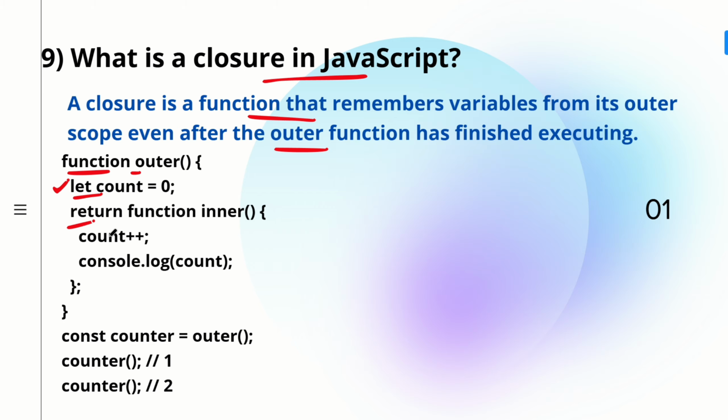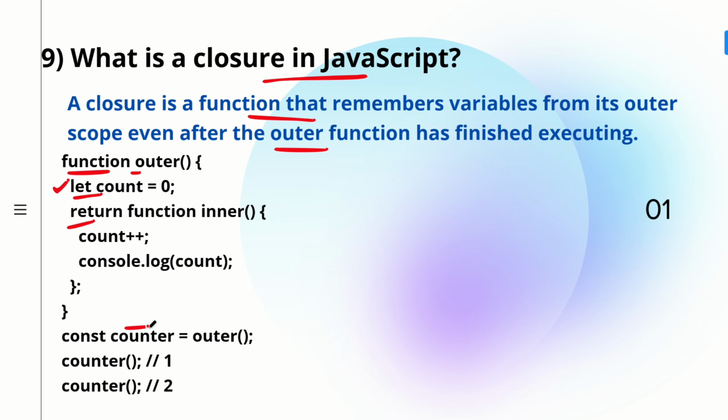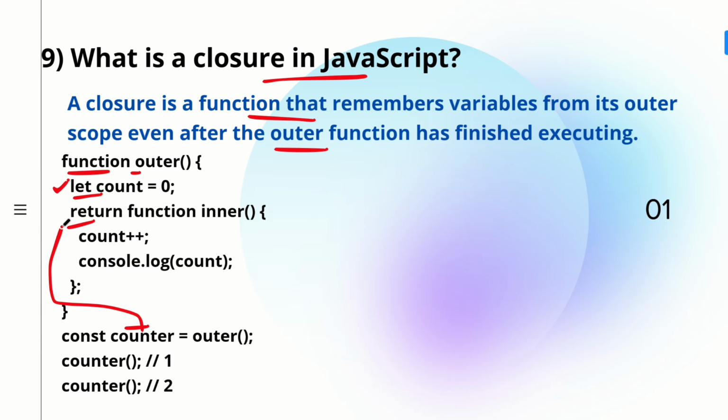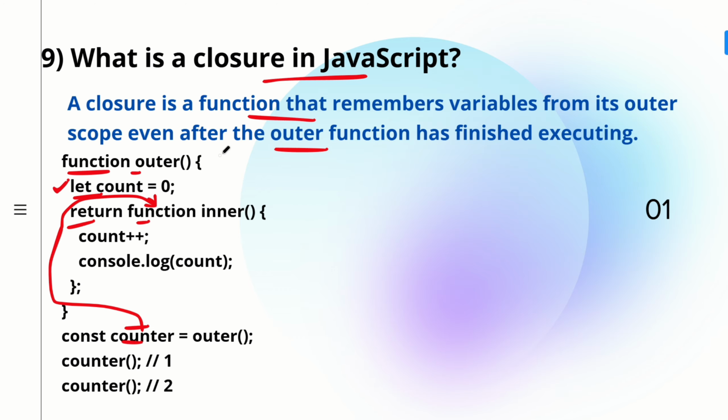It just returned a function. So you are calling this outer function, and then the outer function returned you a function that is inner. So whatever this variable counter is there, it is referencing this function, because this is what is returned from outer. So you called outer, it declared and initialized a variable count, and then it returned you a function. That function you have got in this counter. Now you can see that outer function has finished.